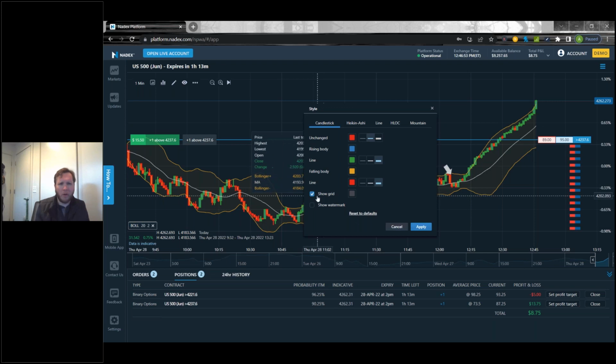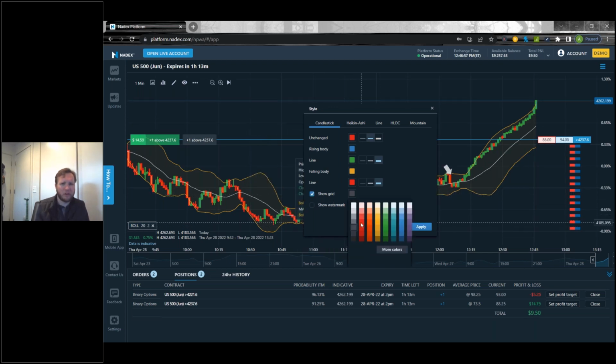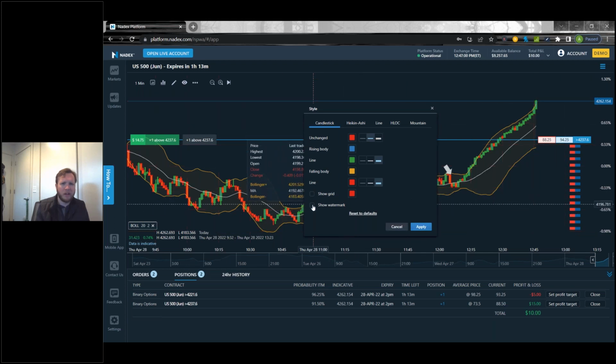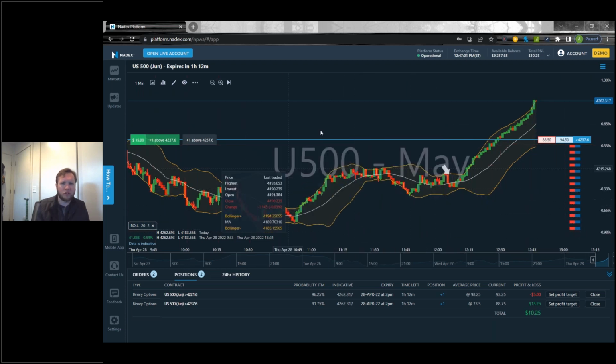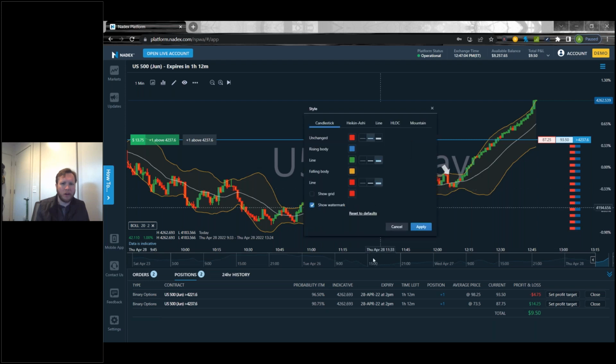You can also toggle this grid. So that grid on the background, you can toggle that on and off. You can also change the color of that grid. And you can show the watermark. The watermark's just going to show you what underlying market you're trading on.